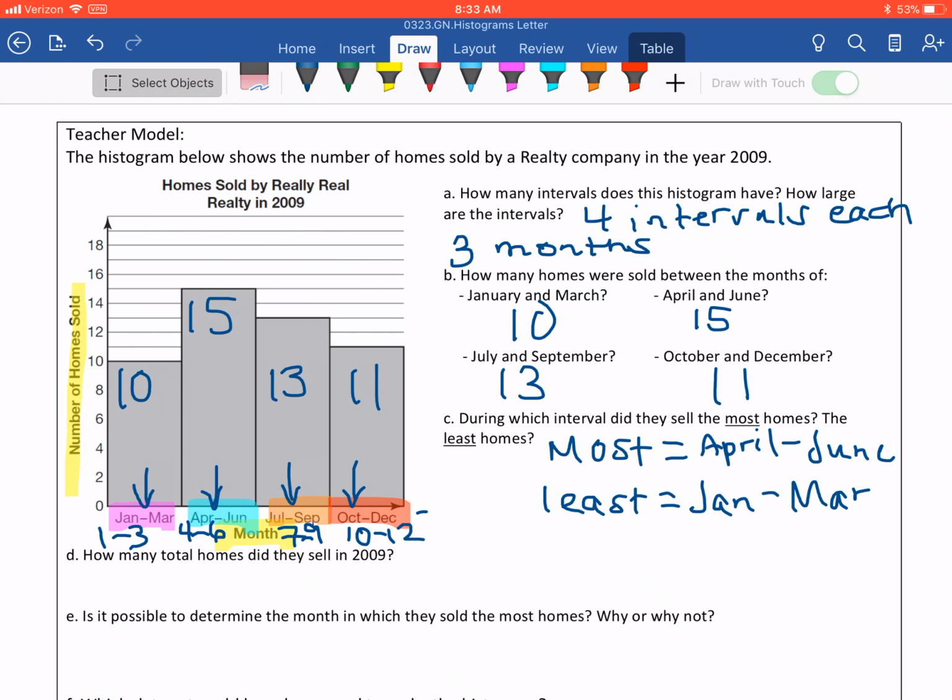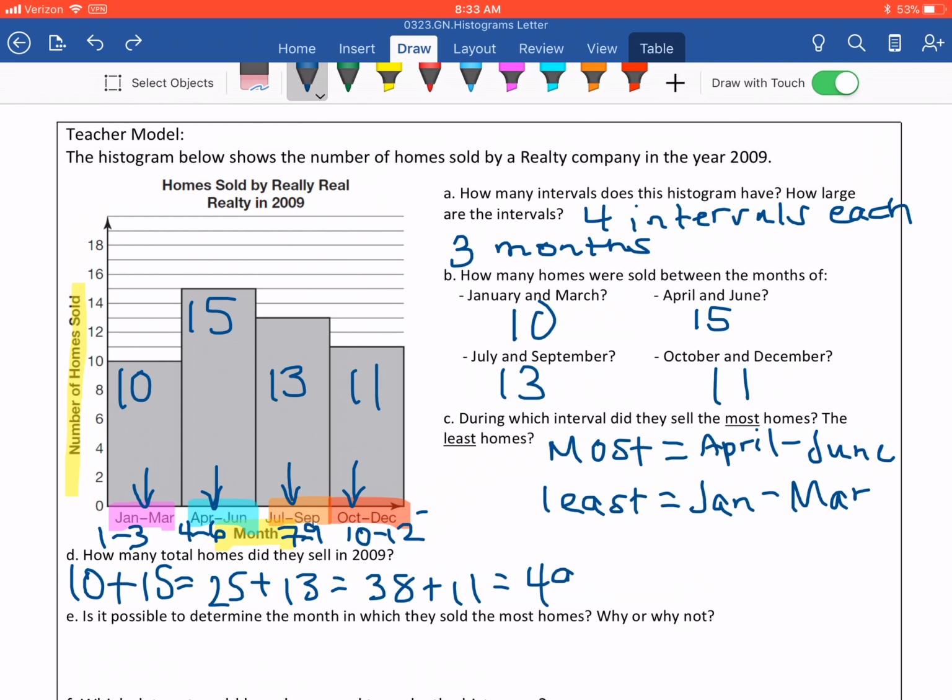All right, the next question, letter D. How many total homes did they sell in 2009? All that means I need to do is take my 4 intervals and add up all those numbers. So if I add 10 plus 15, that gives me 25. Add 13 gives me 38. And then add the 11 means that they sold 49 homes total.